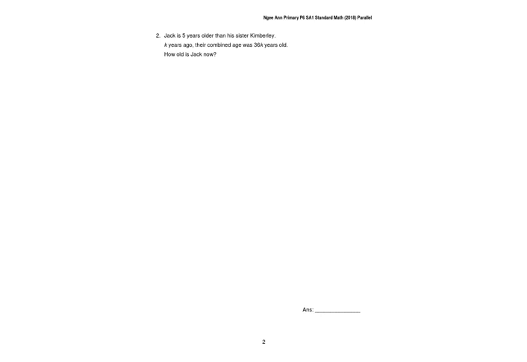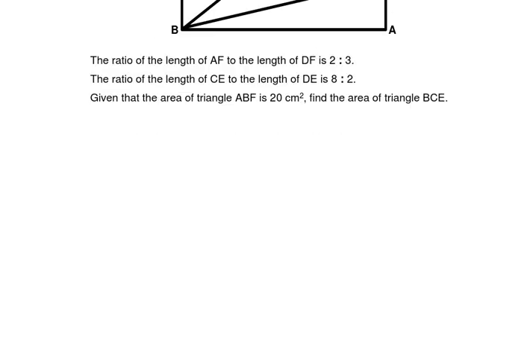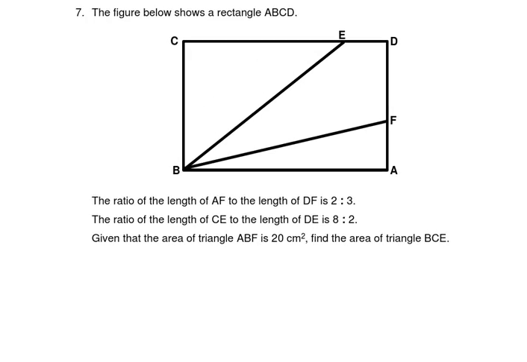Okay, let's go through question 7. Let's look at this question. Now we know that the ratio of AF to DE is 2 units to 3 units, right? Correct or wrong?